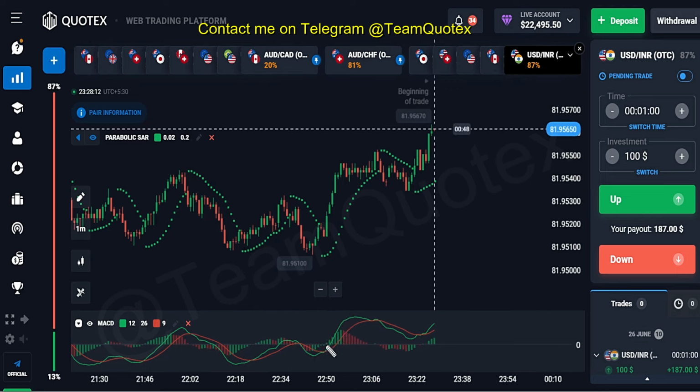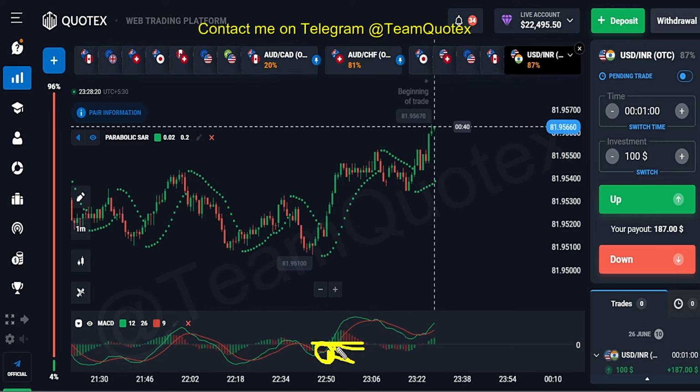Both lines you need like this. This is your crossover. And after the crossover, both lines are coming in an upward direction and crossing the zero level. This is your zero value, guys. So this is your zero level.